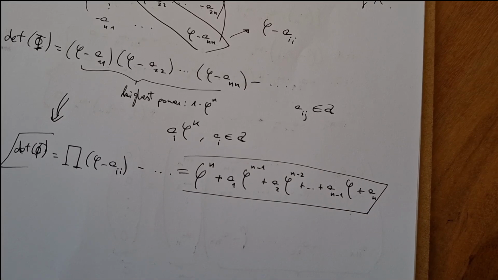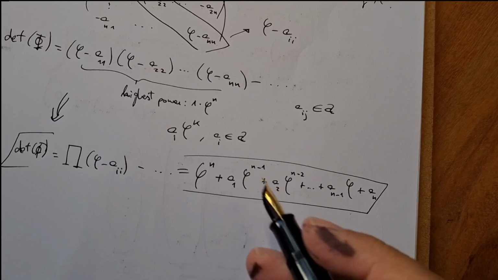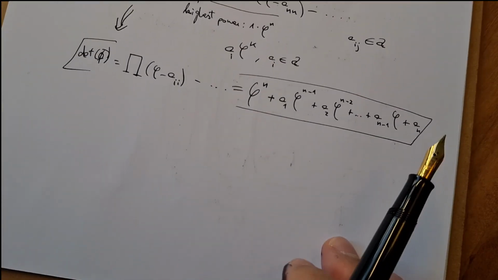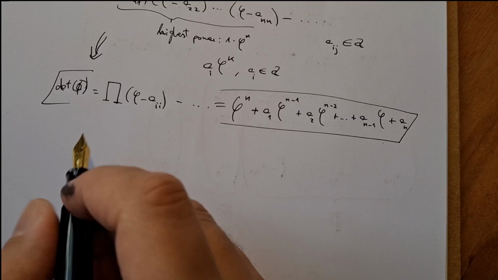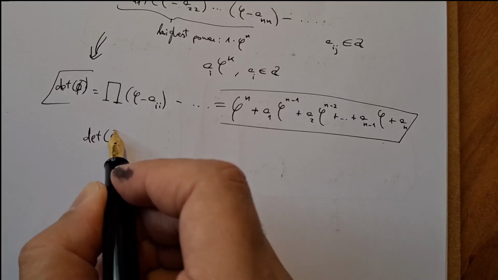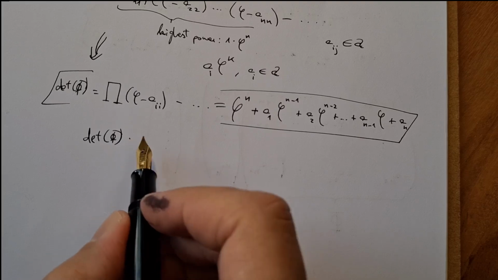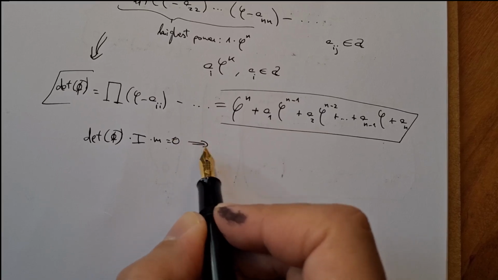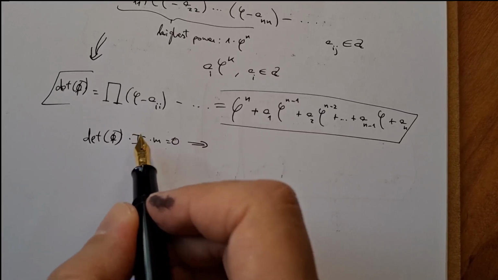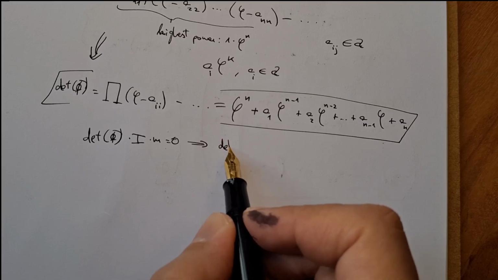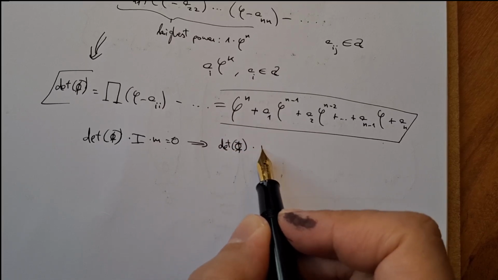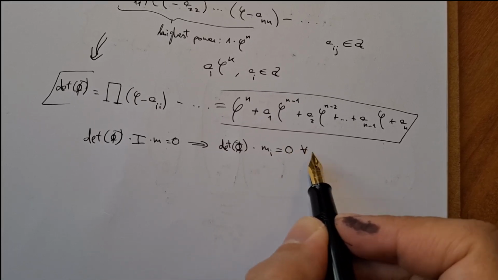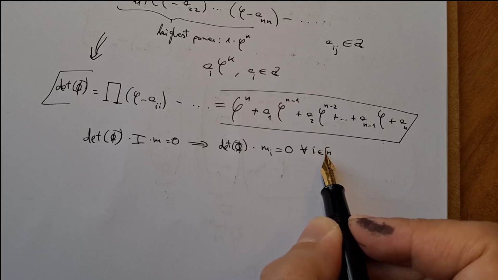Now, the thing here is that what we had earlier is this equation. I will write it down. So we have determinant of psi, which now we know is this equation, multiplied by I multiplied by m equals 0. And then we saw that since this is the diagonal, like the identity matrix, this is the same as saying that determinant of psi multiplied by m sub I, each of the generators at each time, equals 0 for all the I in the range of n.